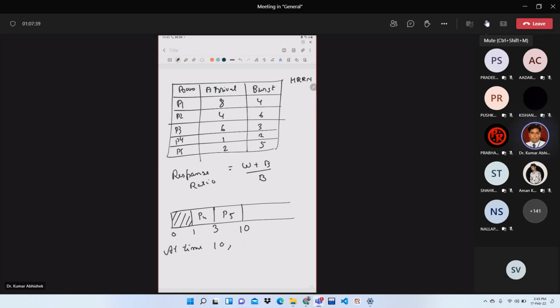How many processes do we have in the ready queue? Sir, P5 will work up to time 8. Burst time is 5, oh sorry, yes. So at time 8, what do we have in the ready queue? P2, P3, and P1.